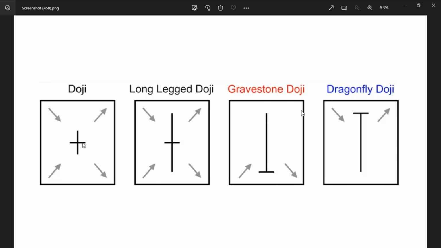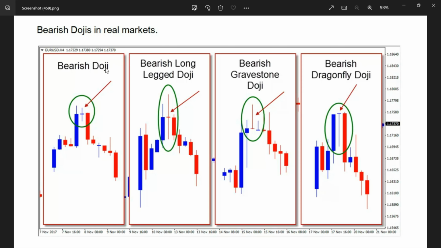All right, let us move to the screenshot. Let us move to the next slide so you understand what I'm trying to explain. Now here it is. This is a bearish doji candle. So in this bearish doji, the market is in upward movement.